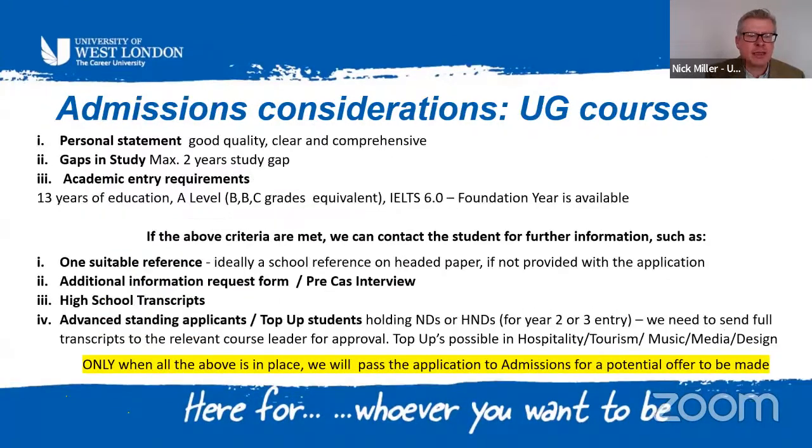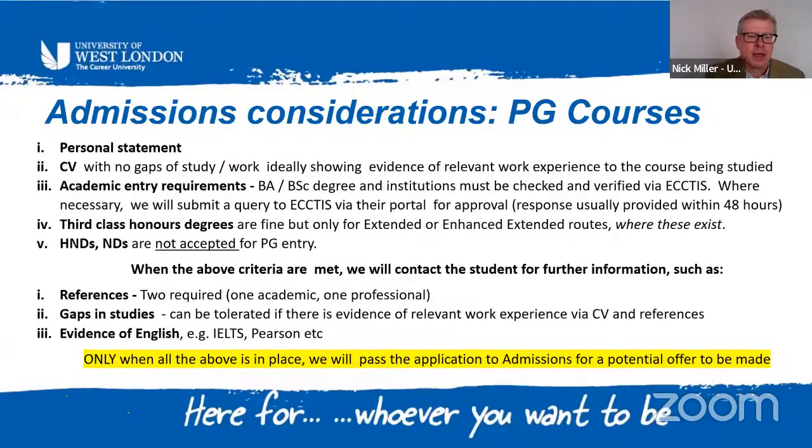For general entry, what we're looking for is the equivalent of A-levels, like grades B, B, C. It's quite easy to remember, and that's pretty standard for most of our courses at undergraduate level. For postgraduates, we don't accept higher national diplomas or national diplomas for access to a master's degree. You have to have a bachelor's degree with honours, unfortunately.